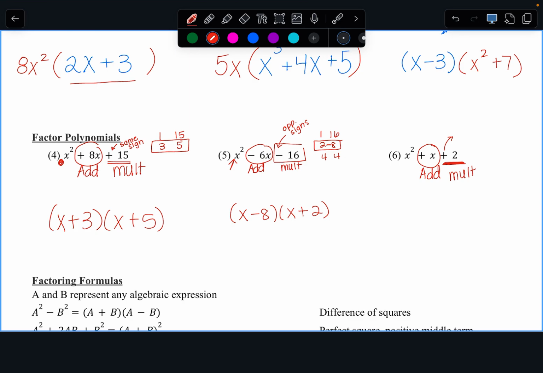When it's a positive for the multiplication, it means they are the same sign. What are the only numbers that multiply to get 2? 2 and 1. Yep. Is there any way to add 1 and 2 together to get 1? But they have to be the same sign. This is kind of a trick question. You can't. It's not factorable. This one you can't factor.